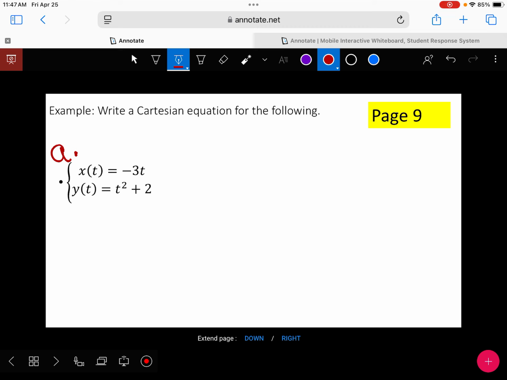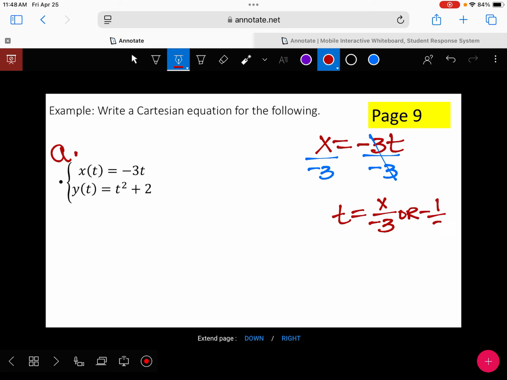Solve x for t. So I'm going to take my x equals negative 3t. And in order to solve that for t, what do I need to do? Yep, divide both sides by negative 3. So what you get is t equals x over negative 3, or you can write it as negative 1/3 times x. That's the same thing, because when you divide by 3, you're multiplying by 1/3.